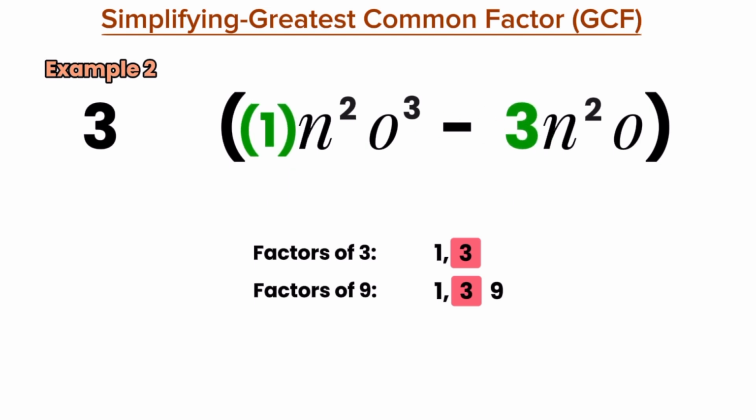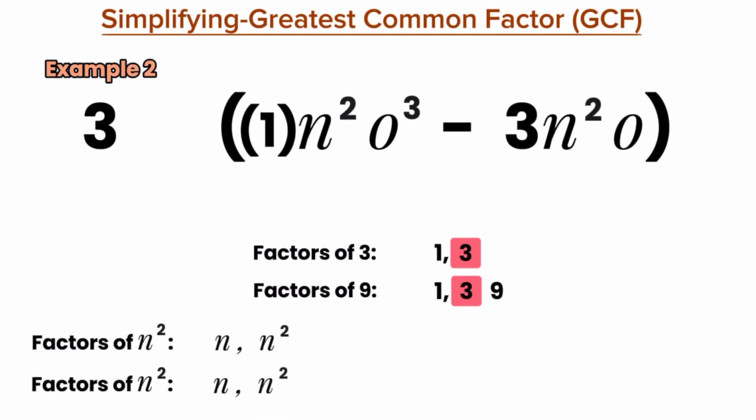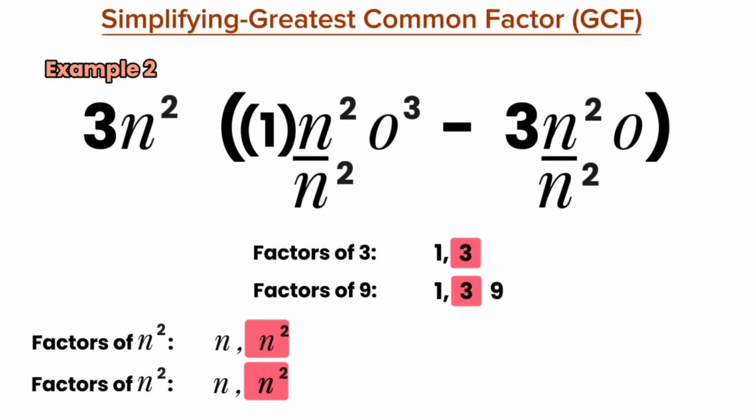Now we can do the exact same thing for the n variables. For n squared, it can be divided by n or n squared. In this case, since both n variables are the same, the greatest common factor is itself. So n squared is being taken to the outside of the brackets, and what remains is divided by n squared. The result of n squared being divided by itself is 1.